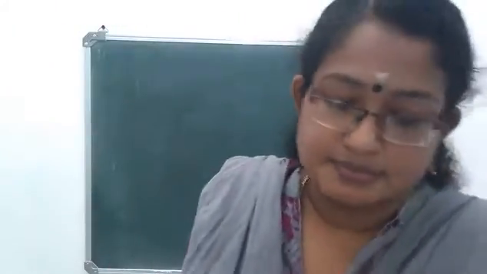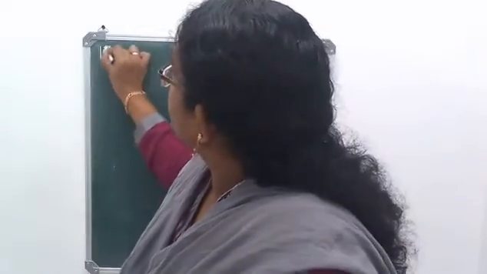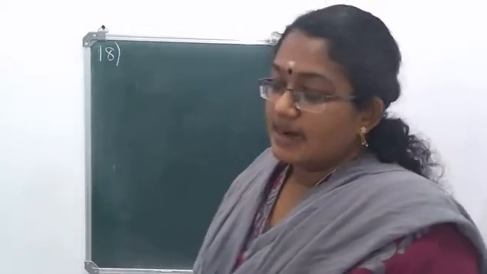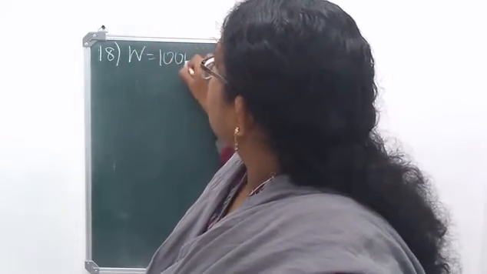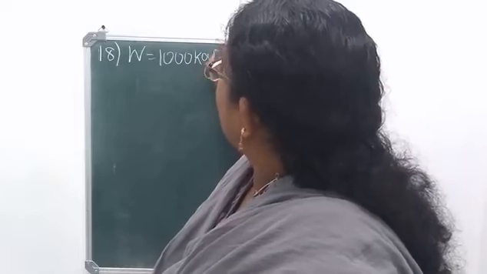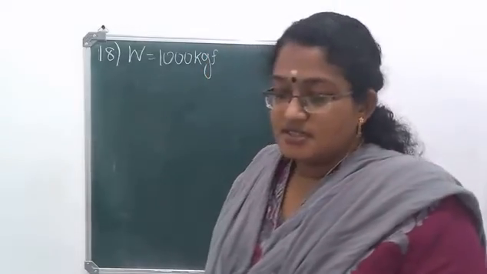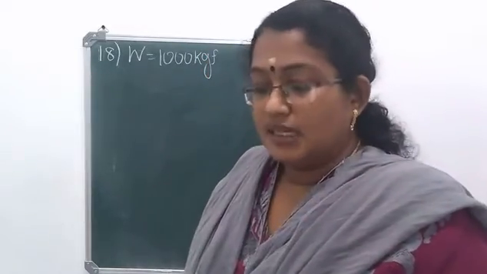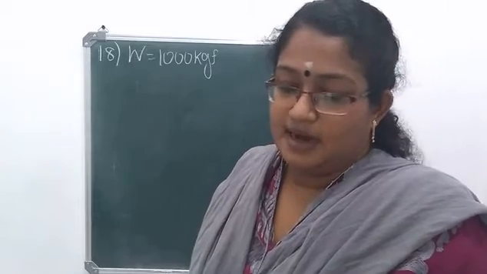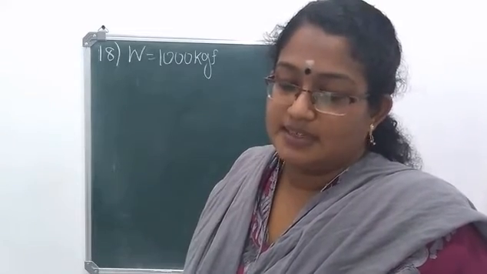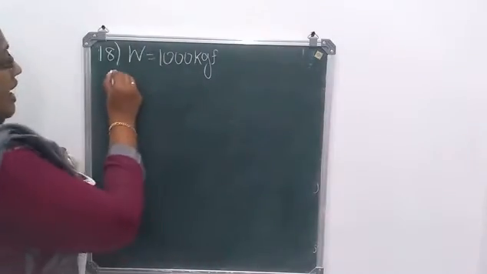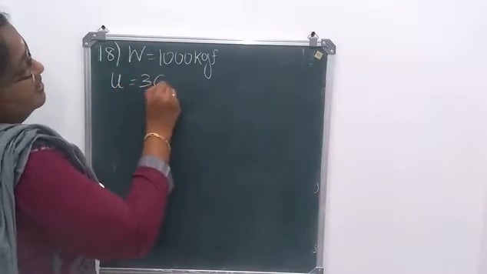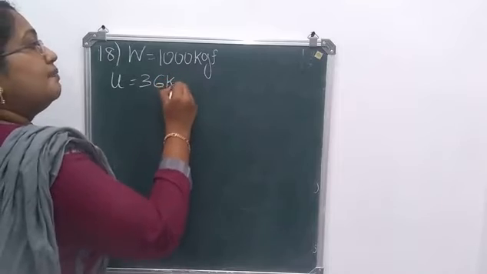Now question number 18. A truck weighing 1000 kgf. Okay. So the weight is given as 1000 kgf. It changes its speed from 36 km per hour to 72 km per hour in 2 minutes. Okay. So initial velocity is 36 km per hour.